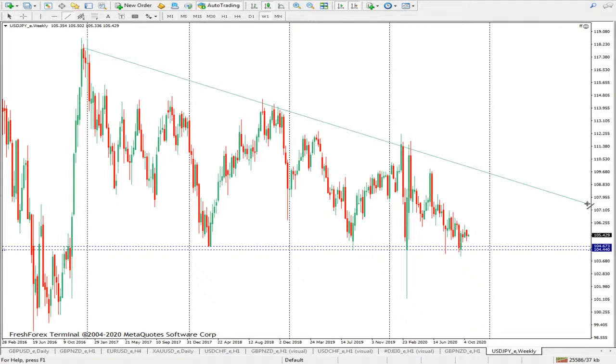So just look at how perfect this chart looks. It looks really clear. You can basically interpret it as a triangular formation, because we had resistances, we had supports, and we had a support just recently.